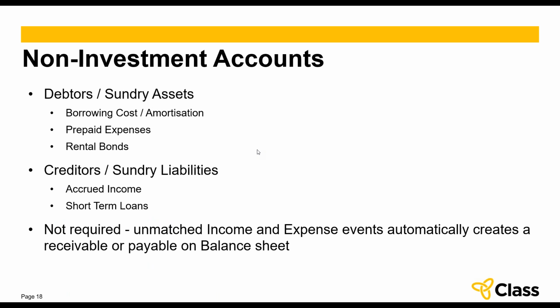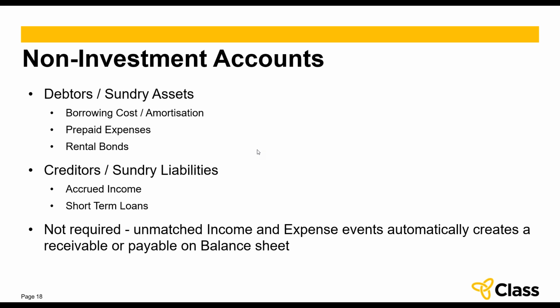Most common one is some sort of debtors or sundry assets, or creditors, sundry liabilities. We see a lot of support calls about how to set up borrowing costs and how to do amortization on borrowing costs. Again, you can do that through the custom holding account. Prepaid expenses and rental bonds are another two common examples for sundry assets using custom holding account. On the other side, you will have short-term loans and earned or accrued income.